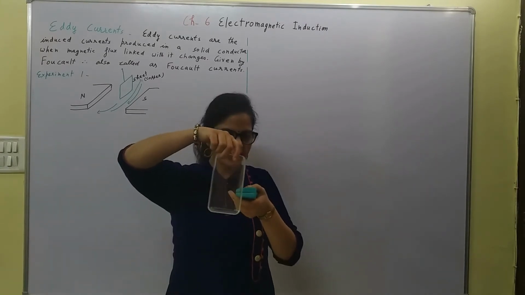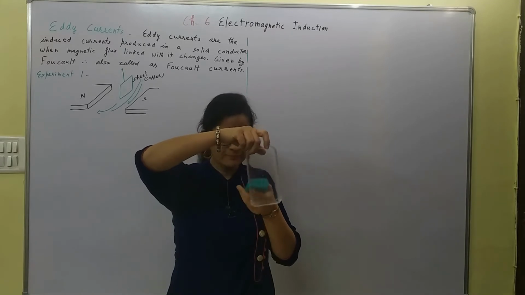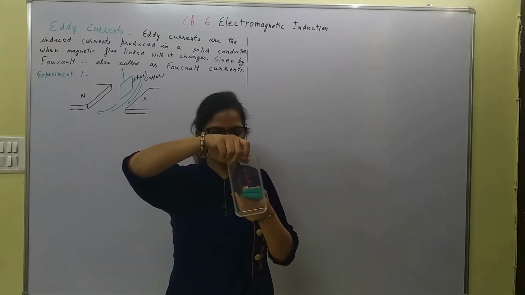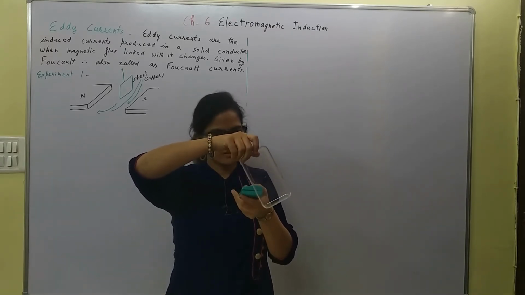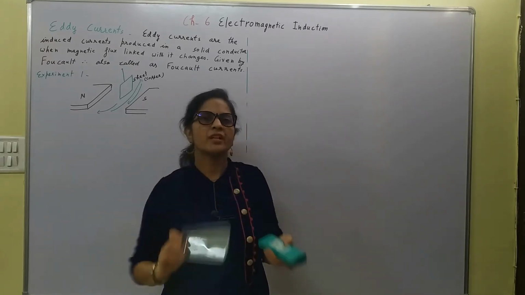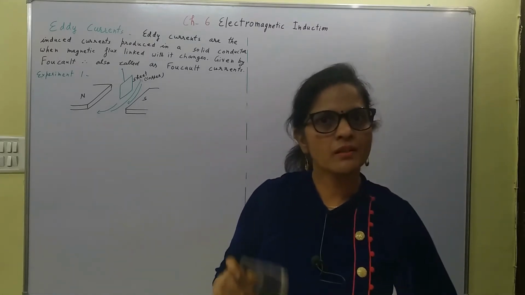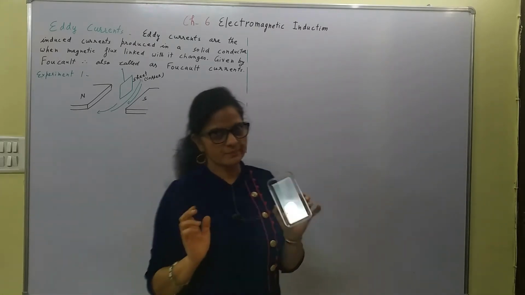Now what happens when it is moving out of the gap between the magnets? When it is moving out, the effective area in the magnetic field decreases. So that means the flux decreases. Flux decreases means flux changes, and flux changes means currents are induced in this, right?